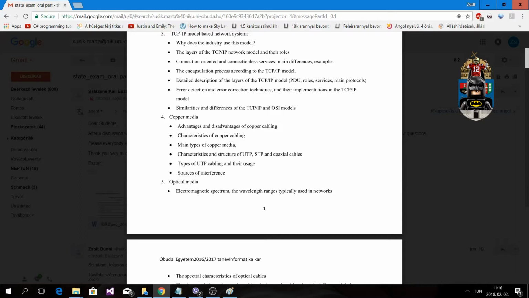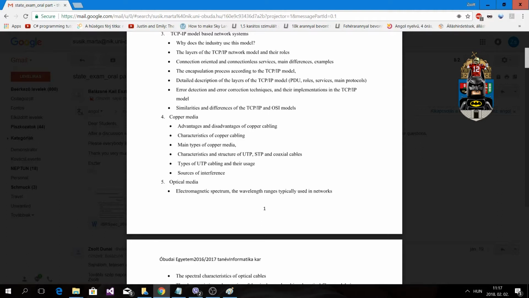Also, what other types do we have? We have the straight-through, the crossover, and the rollover. The straight-through UTP is the one where you connect a host to a network device. The crossover is when you connect two of the same devices, like switch to switch or router to router. And the rollover is, if I remember well, Cisco proprietary, and it connects workstations to maybe network devices, but I'm not sure about this.